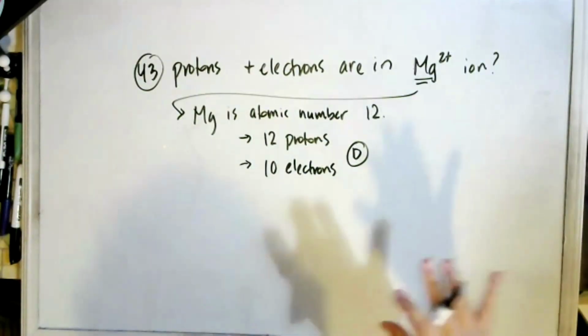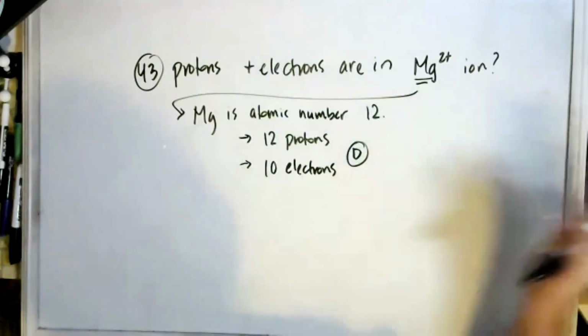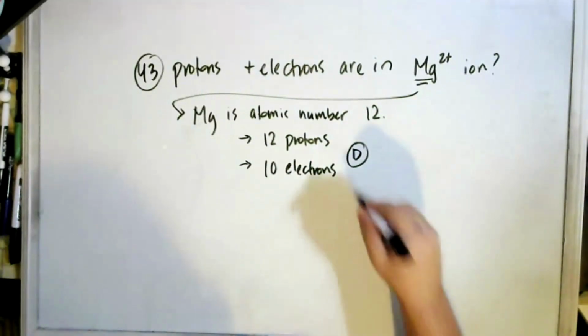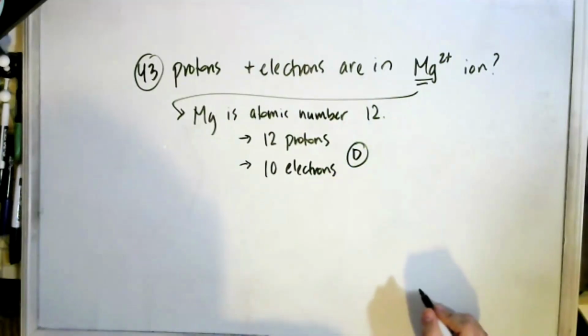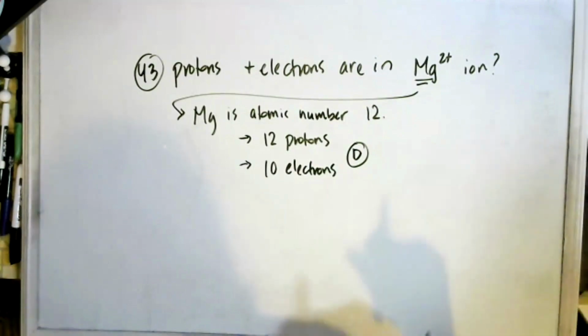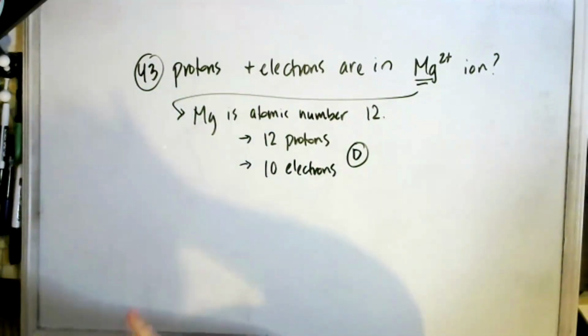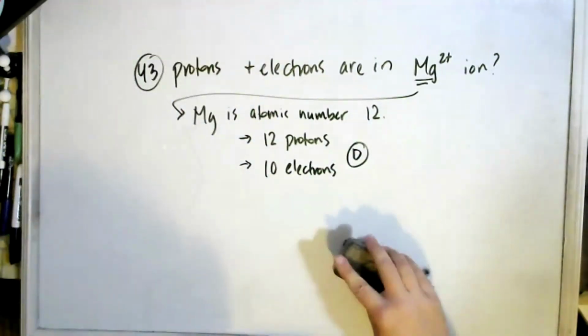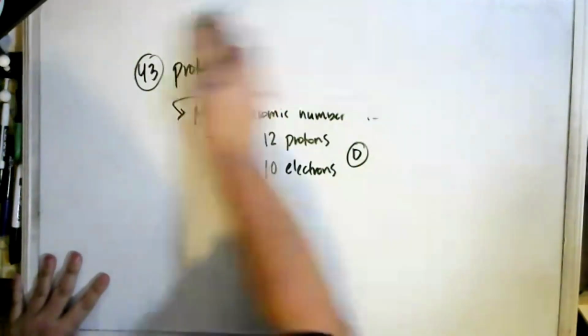All right, which FYI is not the answer choice that they have highlighted as the correct answer there, but that's a mistake on their part. Answer choice D is the correct one. All right, next question is asking us to write a formula for magnesium oxide.